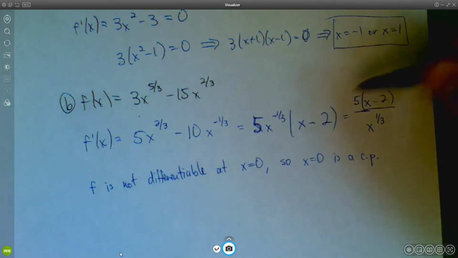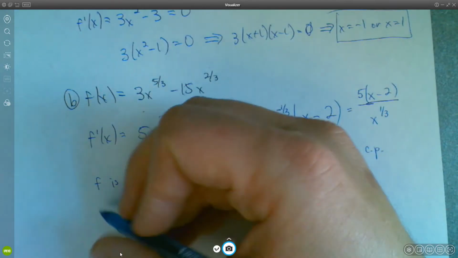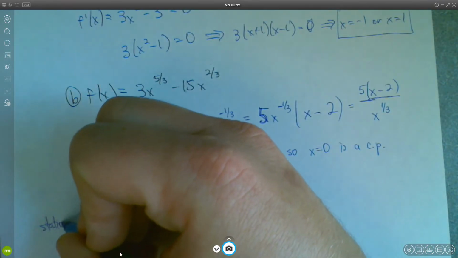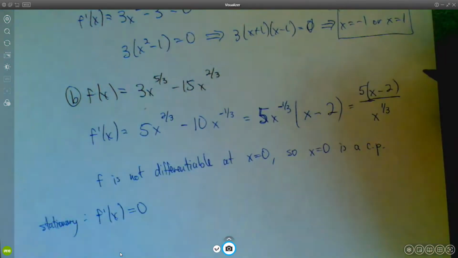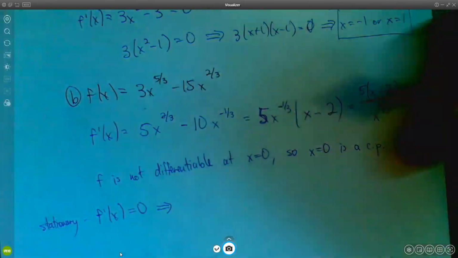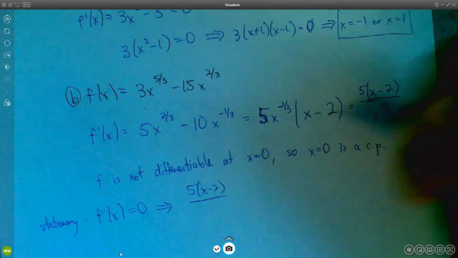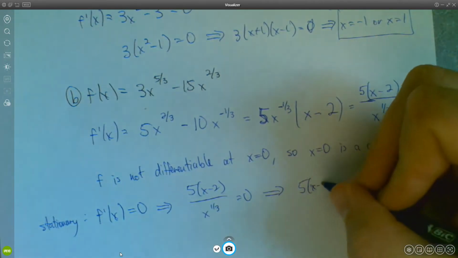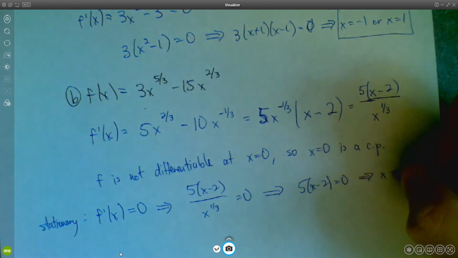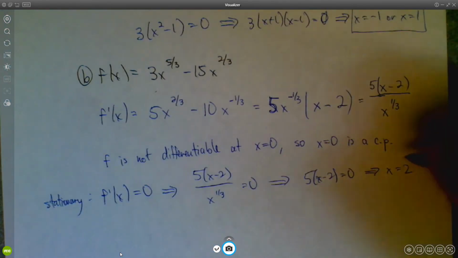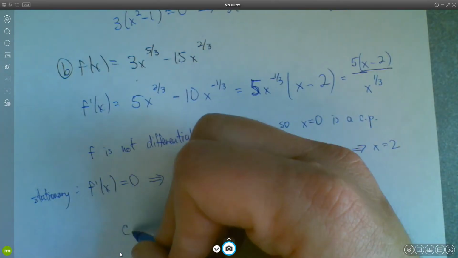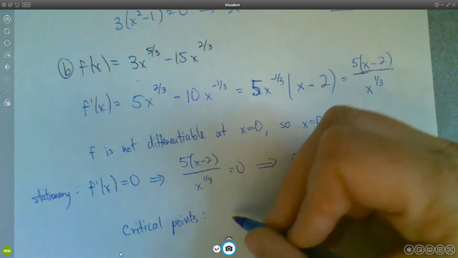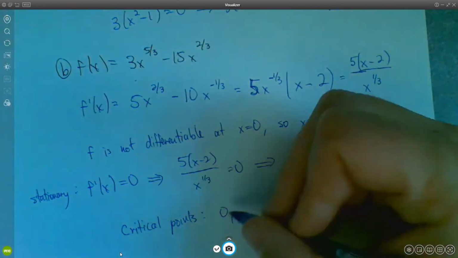But then there are also stationary points, right? Because if we let f prime of x equal 0, so this is finding the stationary points now, we would have 5 times x minus 2 over x to the 1/3 equals 0. So in other words, 5 times x minus 2 would be 0. That would mean x is 2. Okay, so x equals 2 is a stationary point. So my critical points are going to be 0 and 2.